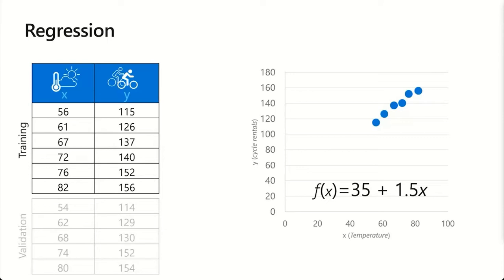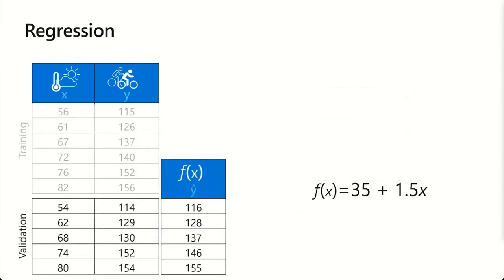So let's test it, right? Now I have my function, and we can test it with the validation data that we held back. The predictions that I'm going to make are not called Y, but they're called Y hat. So they have a little hat on top of it. You can see here that for a temperature of 54 degrees, my actual bike rentals were 114, and my predicted bike rentals were 116. So there's a little bit of difference.